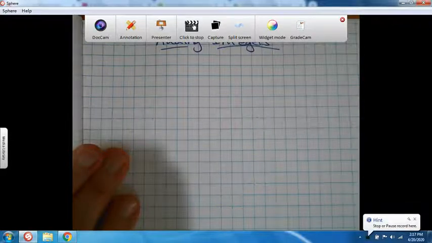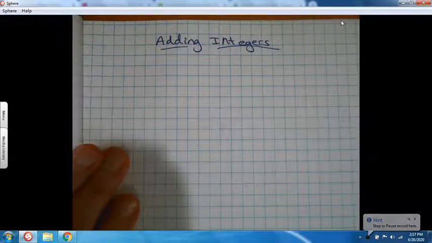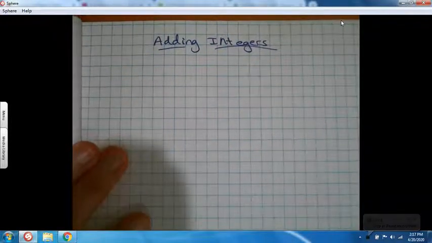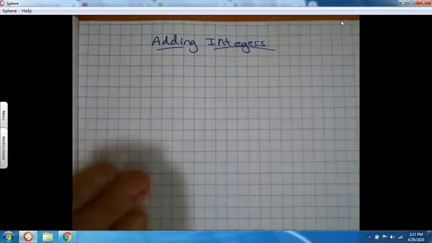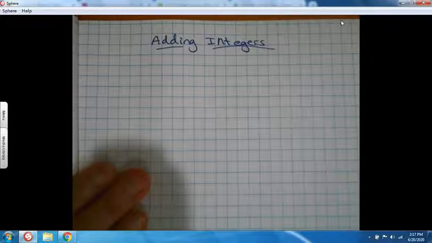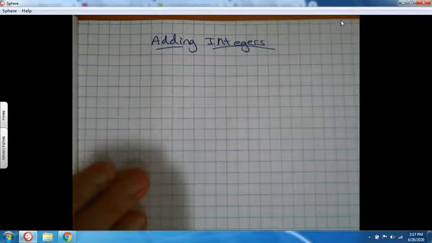Okay, so today we are going to learn about adding integers. This is not hard, but there are a few strategies that you do need, and it depends on how you want to do it.